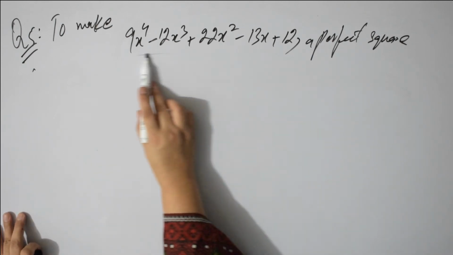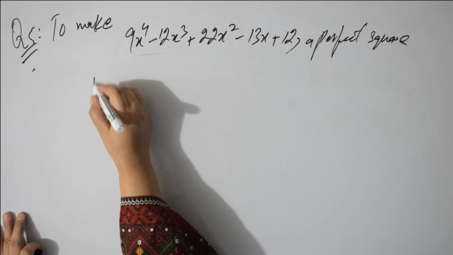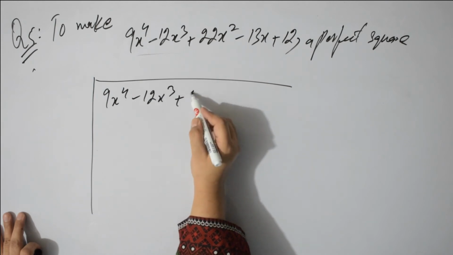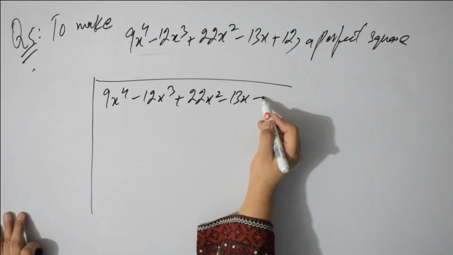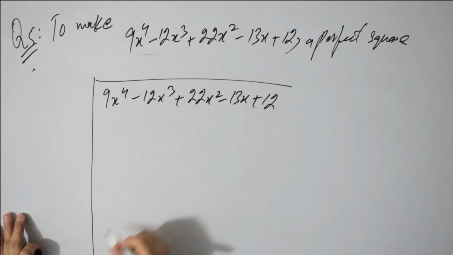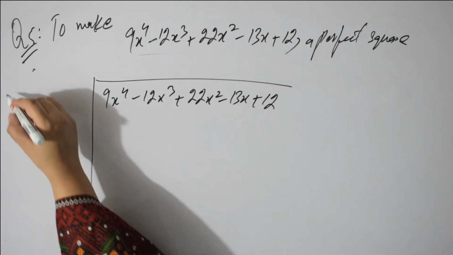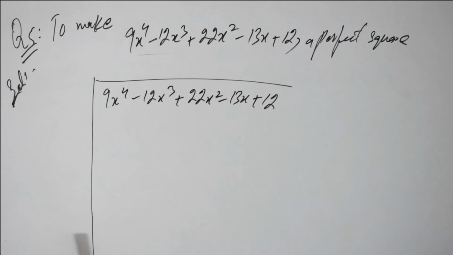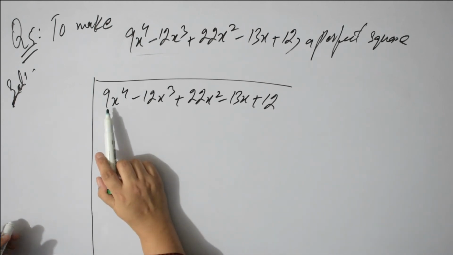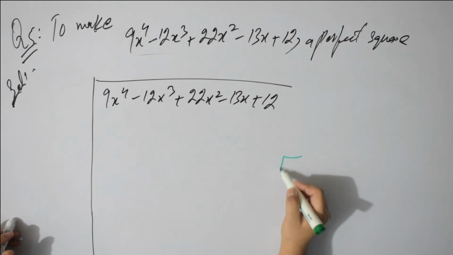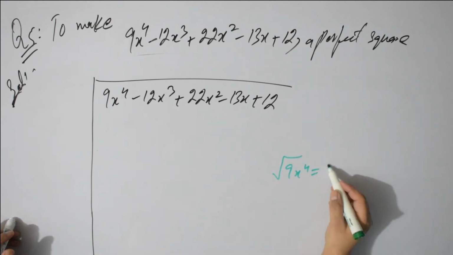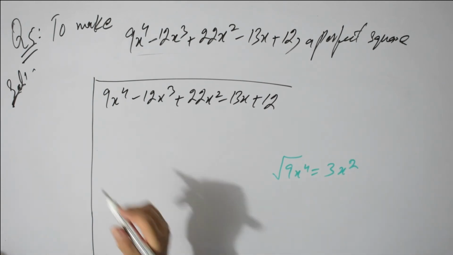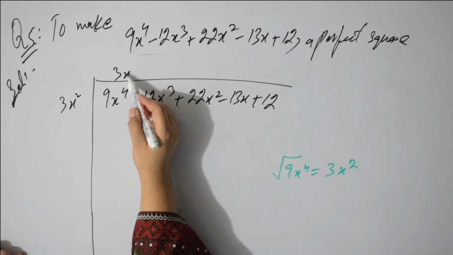Look, this expression is already in descending order. I am writing over here again, 9x4 12x cube 22x square minus 13x plus 12. It is already in descending order, so no need to arrange or any change. ठीक है, first term first क्या करते हैं, your first turn is to find the square root of first term. 9x4 का square root ले लें, 9 square root 3 and x square 4 का क्या आ जाएगा, x square. So your divisor and quotient is 3x square.